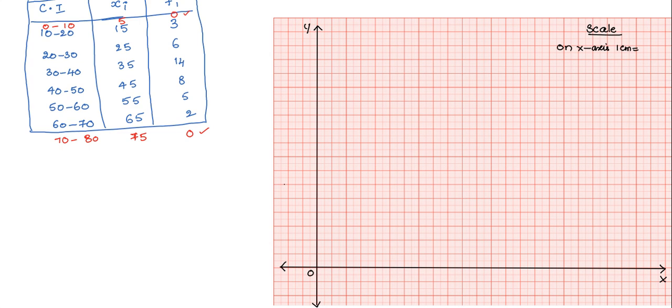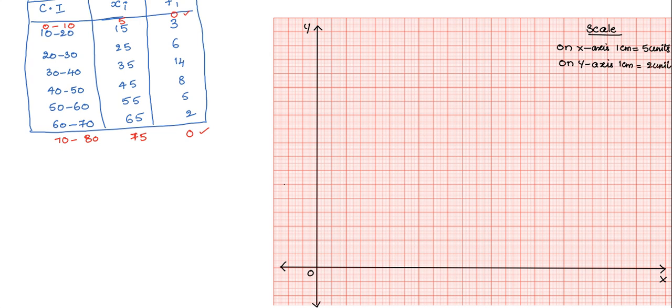Suppose I take 5 units, since these are all multiples of 5, so I am taking 5 as 1 centimeter on the x-axis. In the same way, on the y-axis we need to take frequencies. Observe carefully: the maximum value is 14. So 1 centimeter is equal to 2 units.